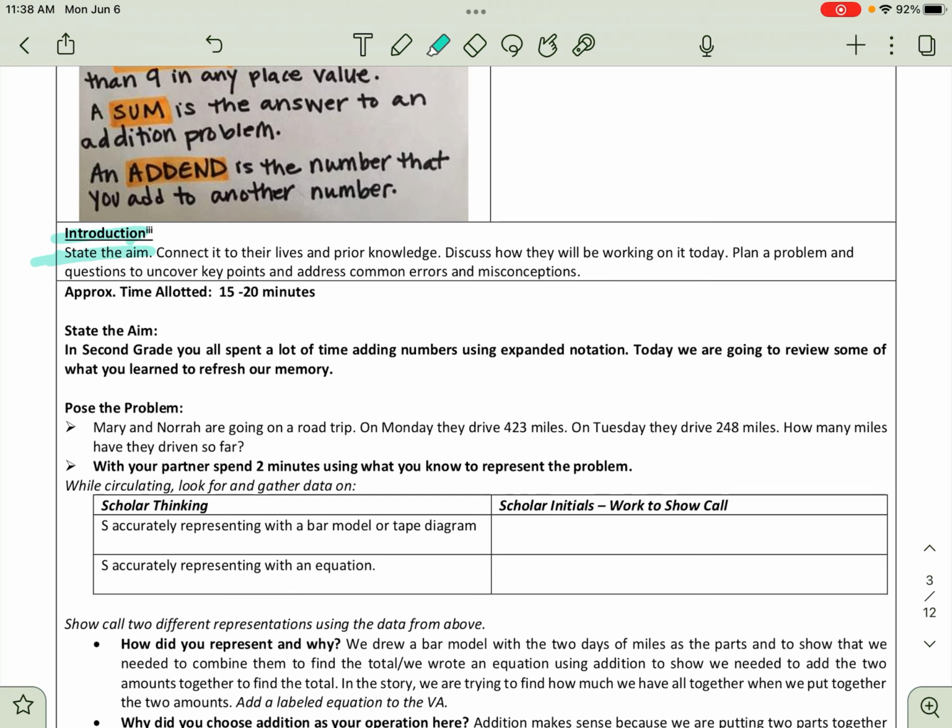Then we have time allotted sessions. Again, this is scripted, but it's open for interpretation. If we find that we needed less time for this introductory problem, which I'll show you in a moment, remember Mary and Nora. So maybe I needed less time because the kids got it in no time. So then I would move on quicker.